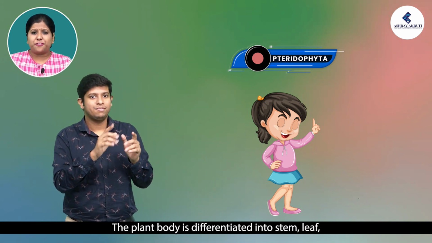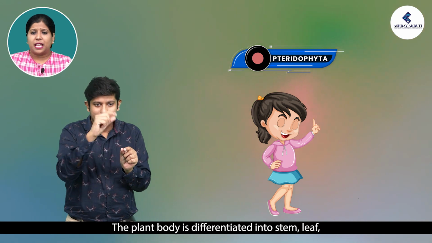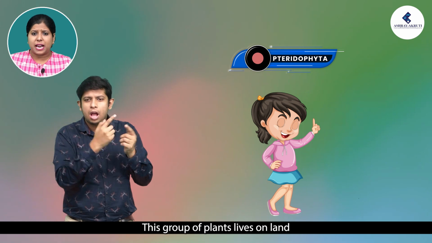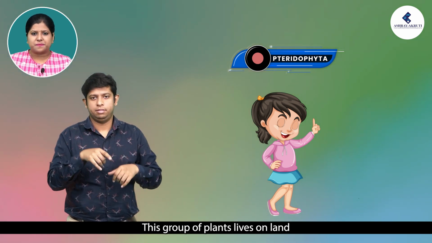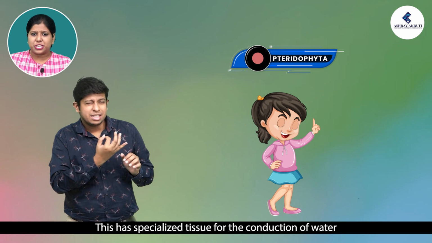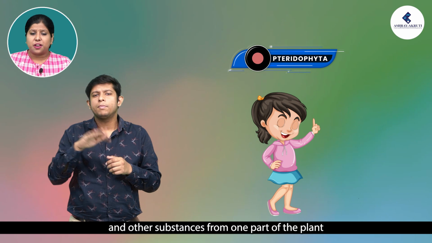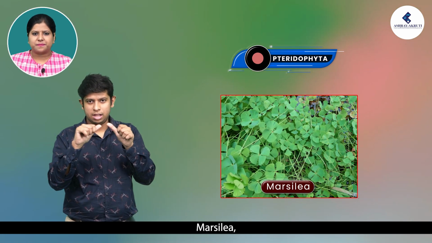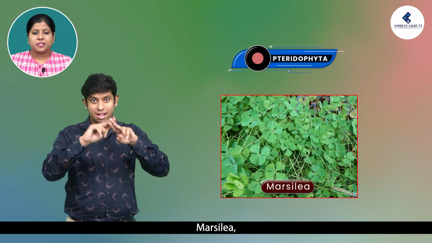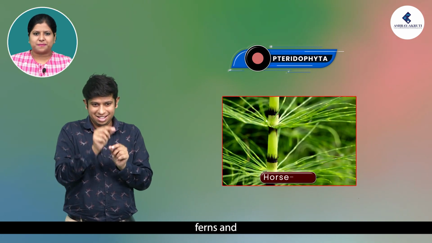Pteridophyta. The plant body is differentiated into stem, leaf and root. This group of plants lives on land. This has specialized tissue for the conduction of water and other substances from one part of the plant body to another. Examples: Marsilea, ferns and horsetails.